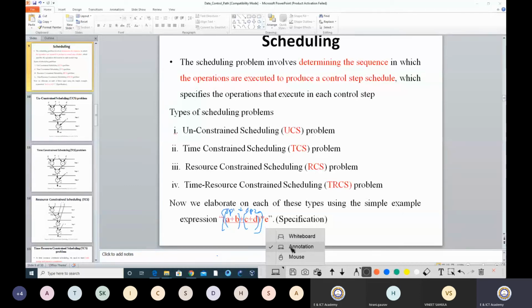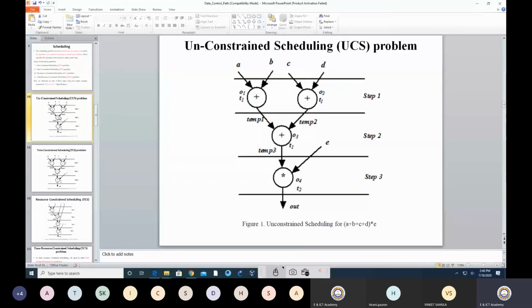Now as here there is no constraint, I would still like to complete this operation as early as possible. So if I consider a possible graph representation, then this is it. Just observe: a plus b is O1, which is just the representation of my addition for output 1. c plus d is O2. They are being executed at time step 1. Both are running in parallel. Now a plus b is giving the output temp 1. This is not the final output.